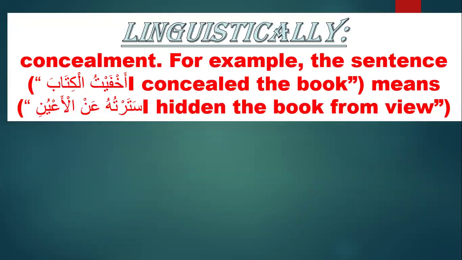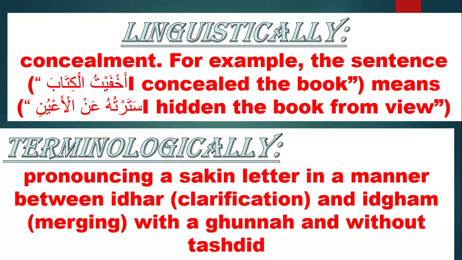إخفاء, concealment. For example, the sentence أخفيت الكتابة, concealed the book, means hid the book from view, سترتها عن الأعين. Terminologically, pronouncing a second letter in a manner between إظهار, clarification, and إدغام, merging, with a غنة and without تشديد. Like, من ذا.